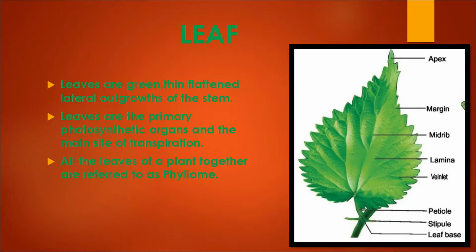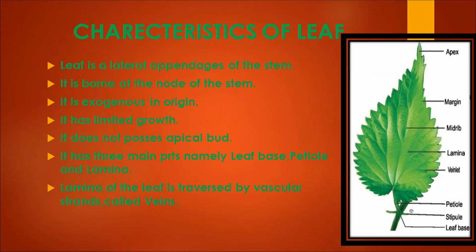Let us learn about the leaf. Leaves are the green, thin, flattened, lateral outgrowth of the stem. They are the primary photosynthetic organ and the main organ of transpiration also. All the leaves of the plant together are referred to as the phylum. What is a phylum? The leaves of the whole plant is called the phylum.